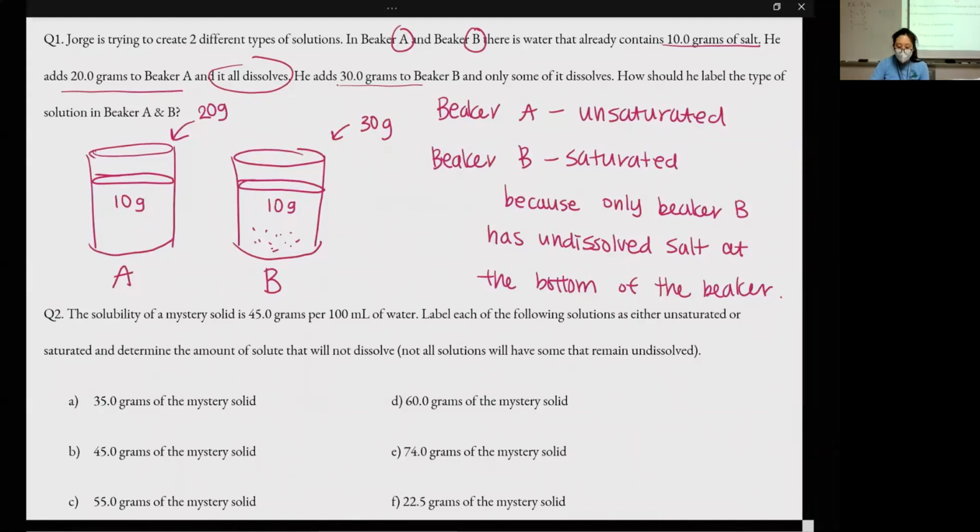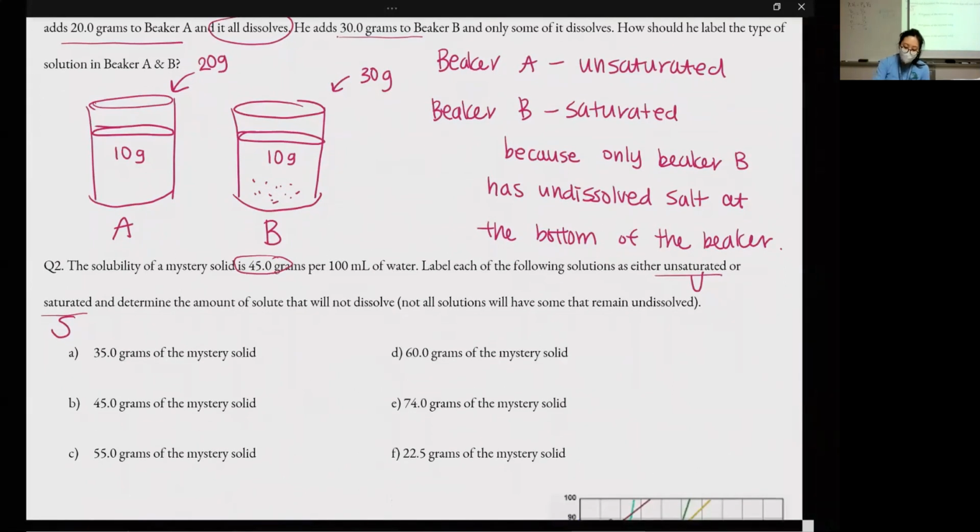Okay, question 2. The solubility of a mystery solid is 45 grams per 100 milliliter of water. Label each of the following solutions as either unsaturated or saturated. So I will label unsaturated as U and saturated as S, and determine the amount of solute that will not dissolve. Okay, so if something has a solubility of 45 grams, then that means it can dissolve up to 45 grams. So anything that is under 45 grams is going to be unsaturated.